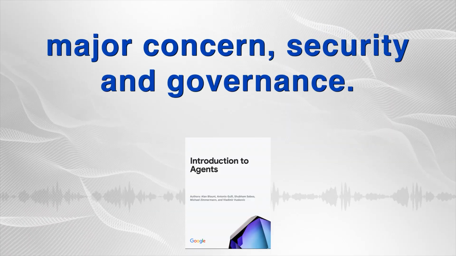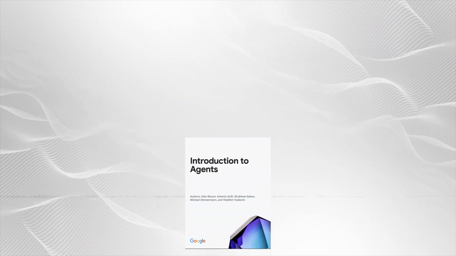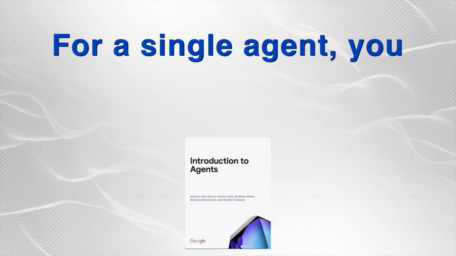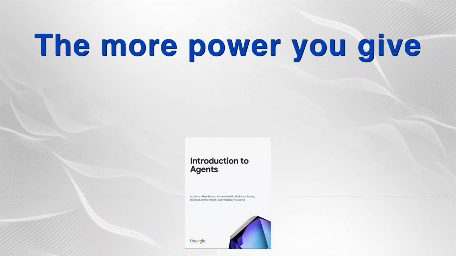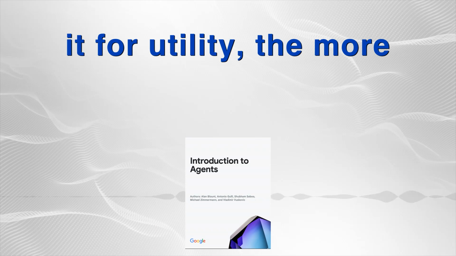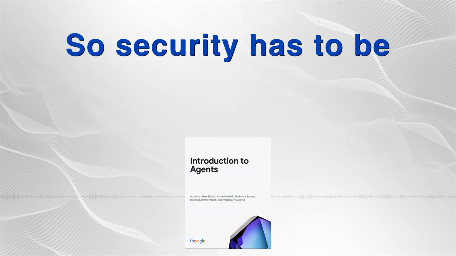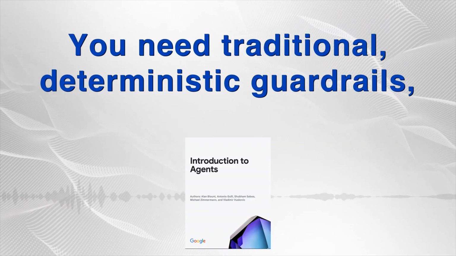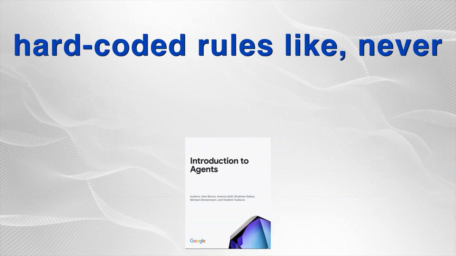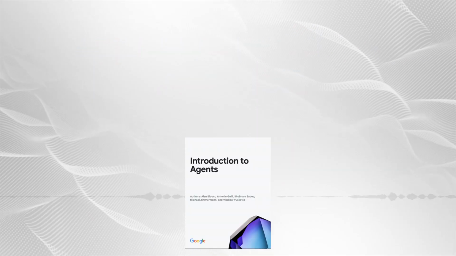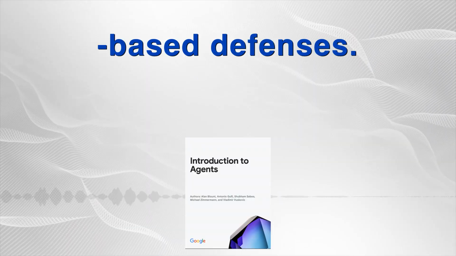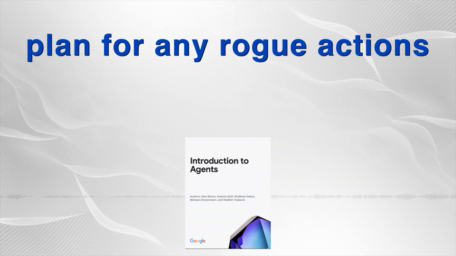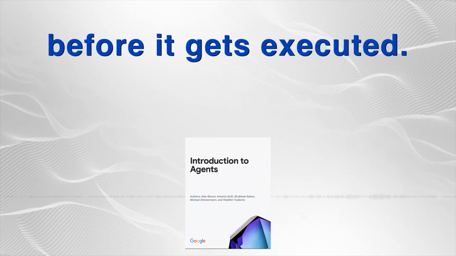This brings us to a major concern: security and governance. The autonomy of these agents really complicates things. For a single agent, you have this inherent trust trade-off. The more power you give it for utility, the more risk you introduce. So security has to be a defense-in-depth approach. You need traditional, deterministic guardrails, hard-coded rules like never approve a purchase over $100. But you also need reasoning-based defenses. So using smaller, specialized AI models to screen the agent's plan for any rogue actions before it gets executed.